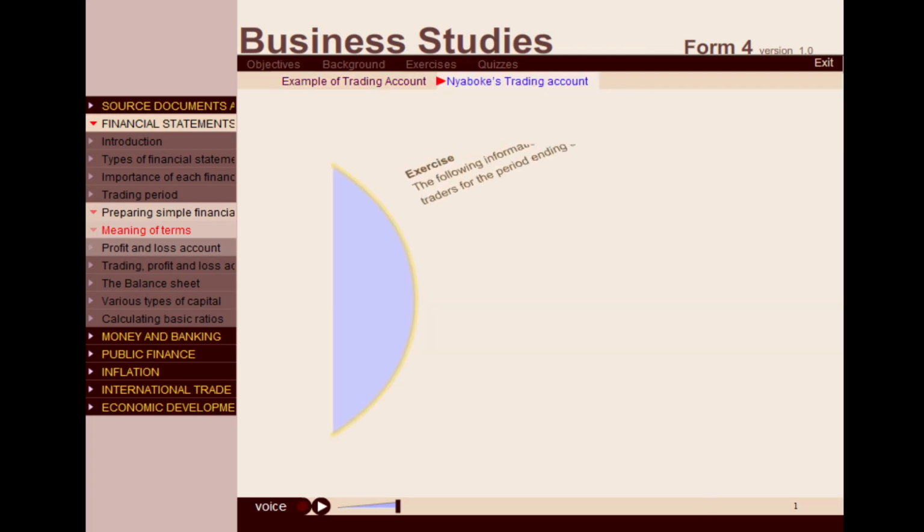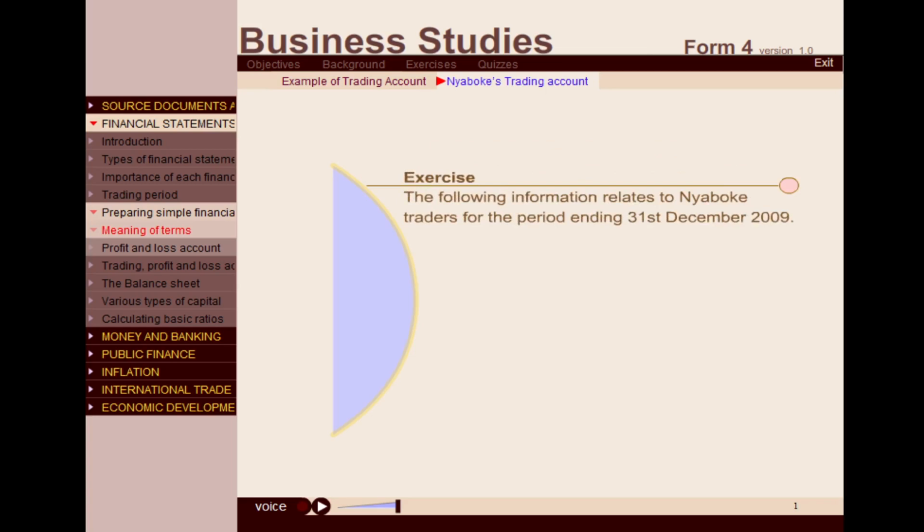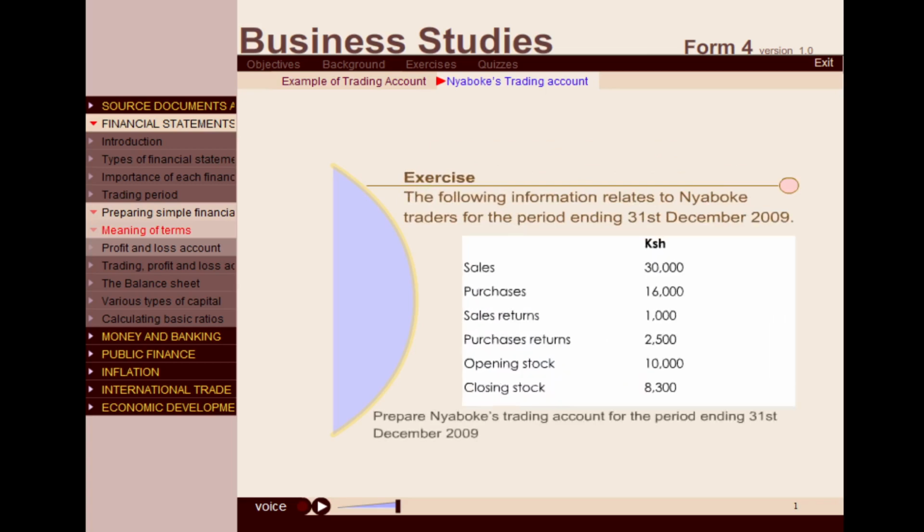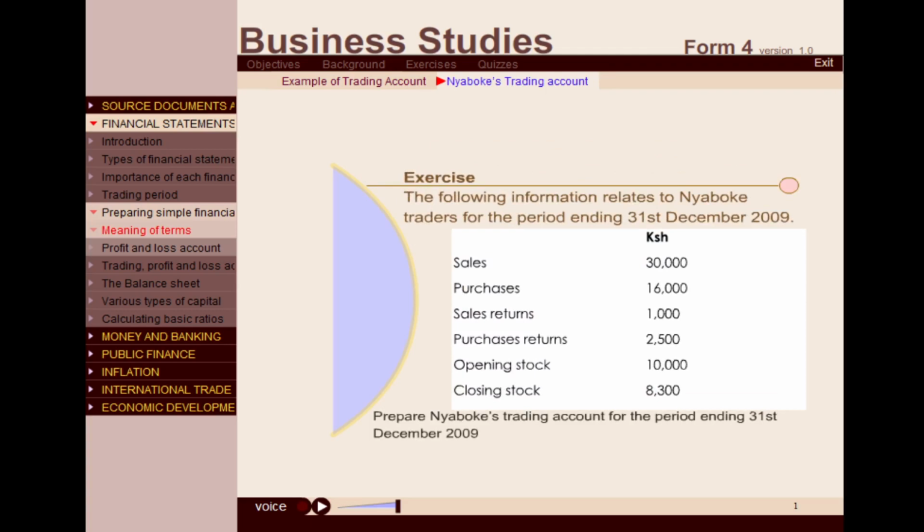The following information relates to Nyaboke Traders for the period ending 31st December 2009. Sales 30,000. Purchases 16,000. Sales returns 1,000. Purchases returns 2,500. Opening stock 10,000. Closing stock 8,300. Required. Prepare Nyaboke's trading account for the period ending 31st December 2009.